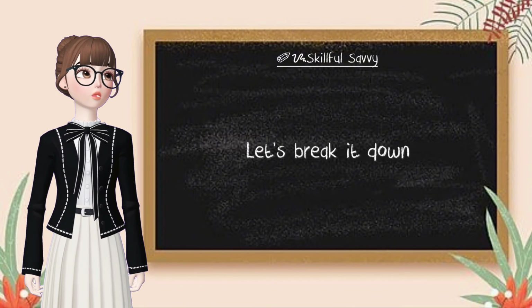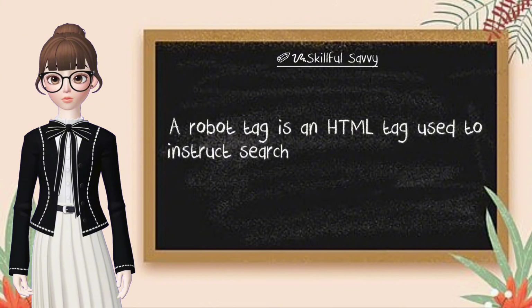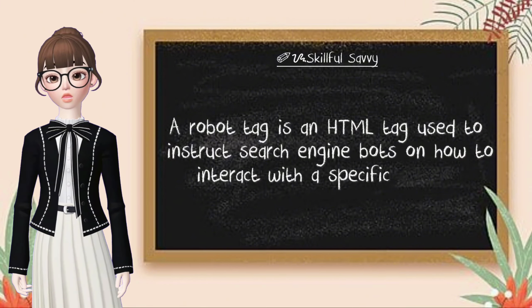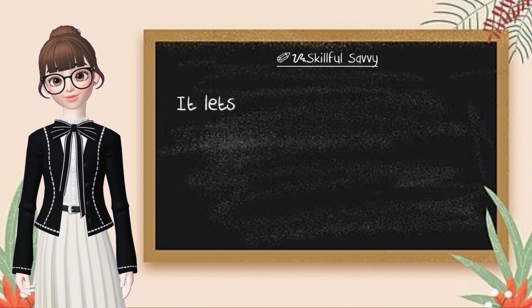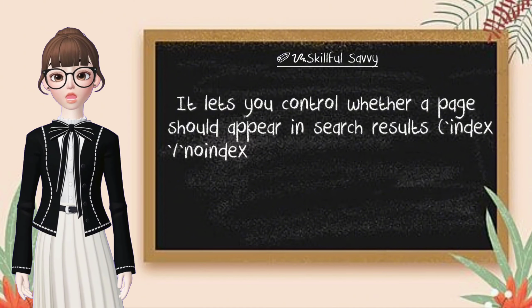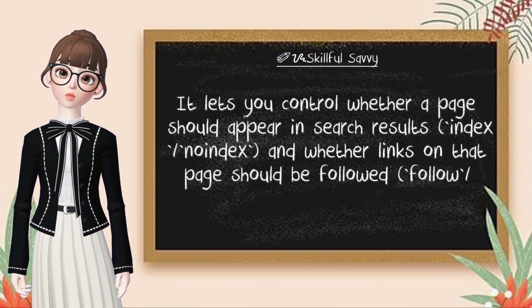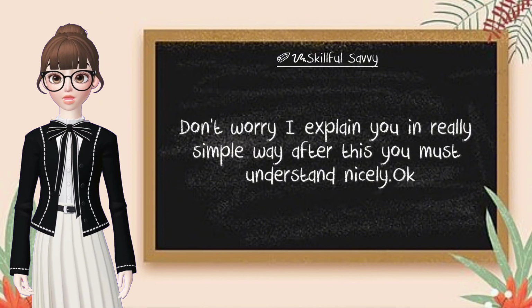Let's break it down. A robot tag is an HTML tag used to instruct search engine bots on how to interact with a specific web page. It lets you control whether a page should appear in search results, index/noindex, and whether links on that page should be followed, follow/no-follow. Don't worry, I'll explain it in a really simple way. After this you will understand nicely, okay?